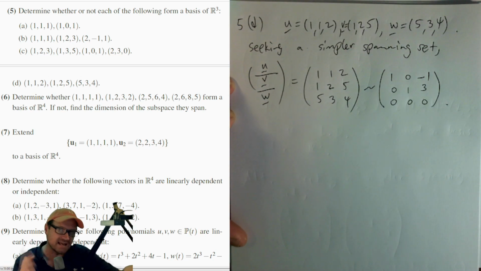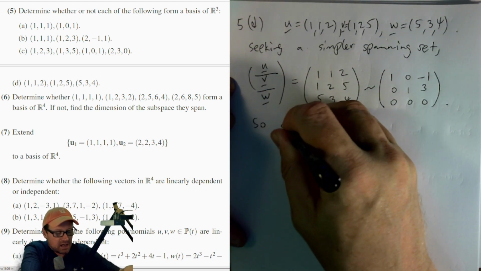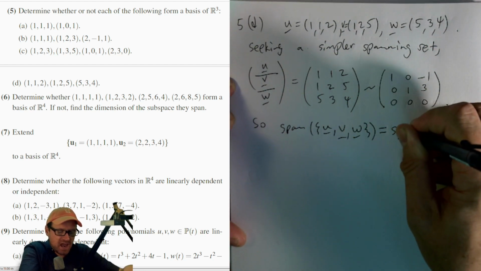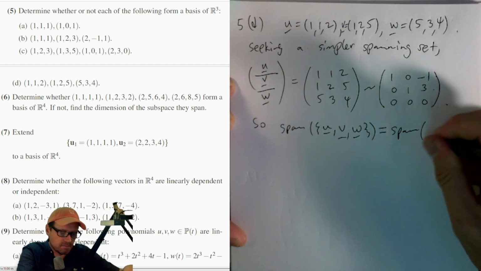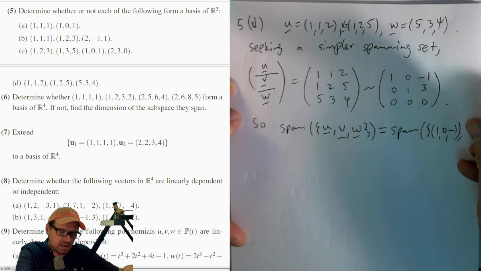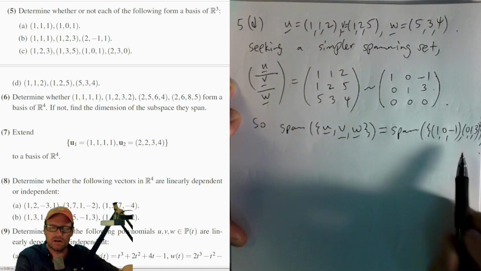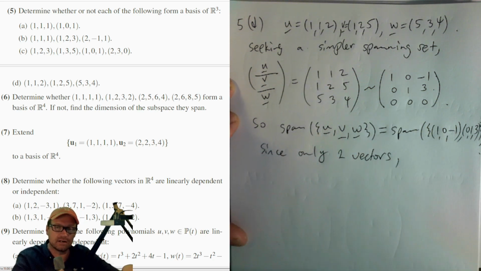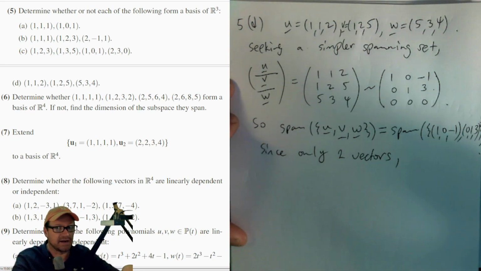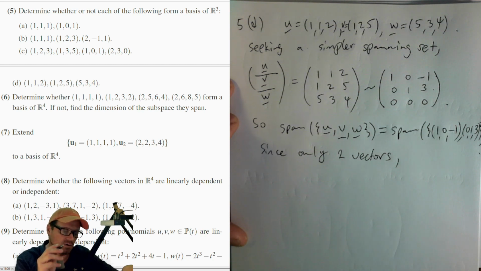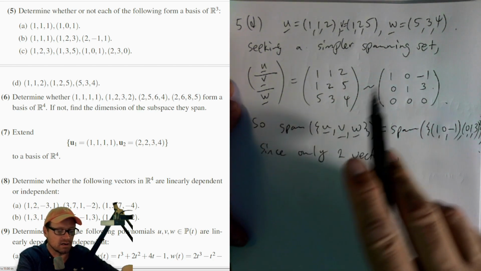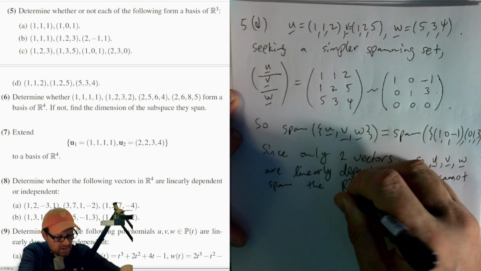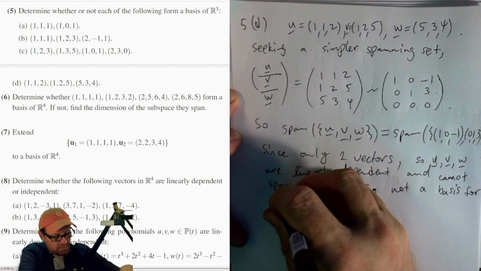Okay, so what this says then is that span of U, V, and W is equal to the span of these two vectors here, 1, 0, minus 1, and 0, 1, 3. Okay, how many are there? There are 2. So since there are 2, and we need 3 linearly independent vectors to span the entire space, that's not enough. So we see that these 3 vectors are linearly dependent and cannot span all of R3. So not a basis for R3.